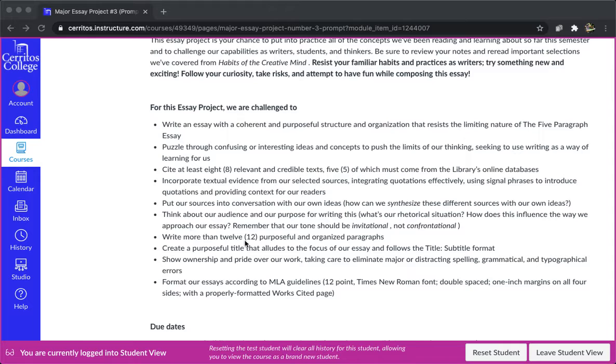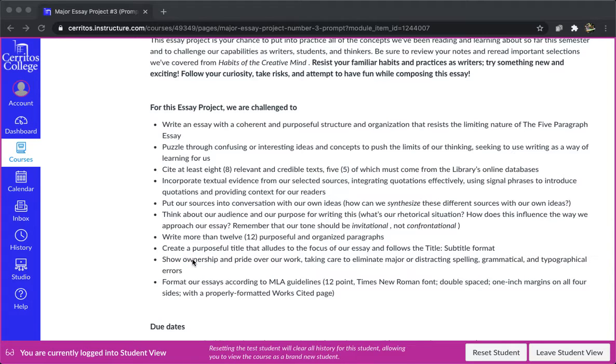We're challenged to write more than 12 purposeful and organized paragraphs. So we want to make sure that we are thinking about paragraphs, how we're using paragraphs to separate our ideas, and using them as an organizational strategy. We need to have more than 12, so at least 13 or more. So think consciously about how you're breaking your paragraphs apart. Each paragraph should focus on a main idea. So how are you structuring these different paragraphs, and how do they fit together as a whole?